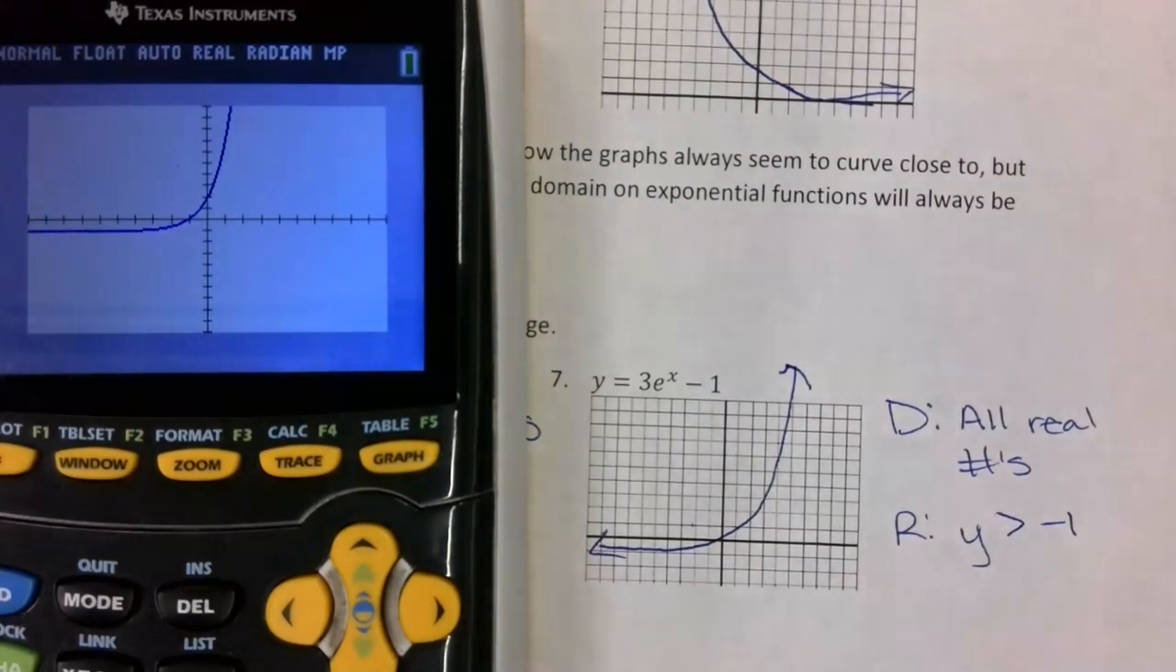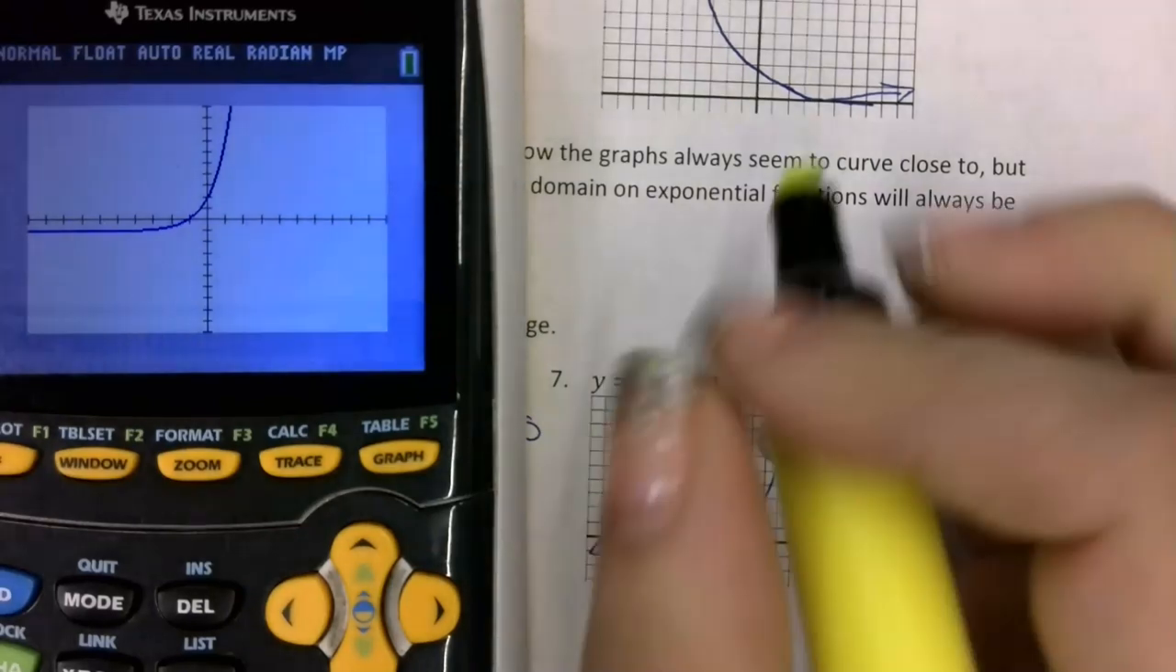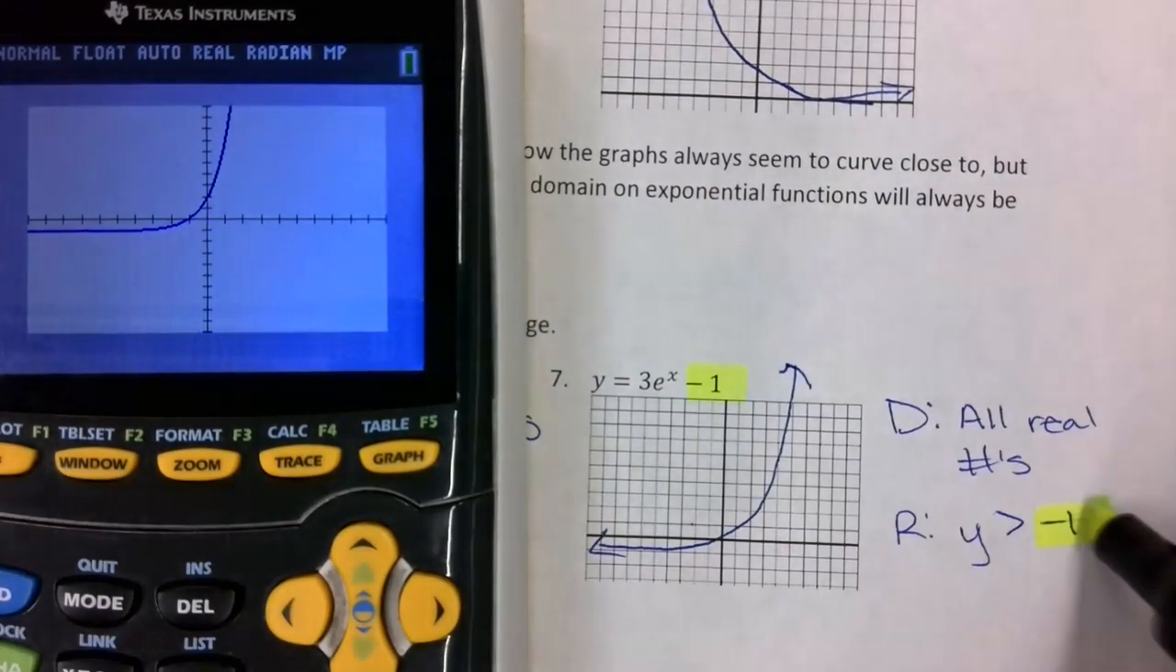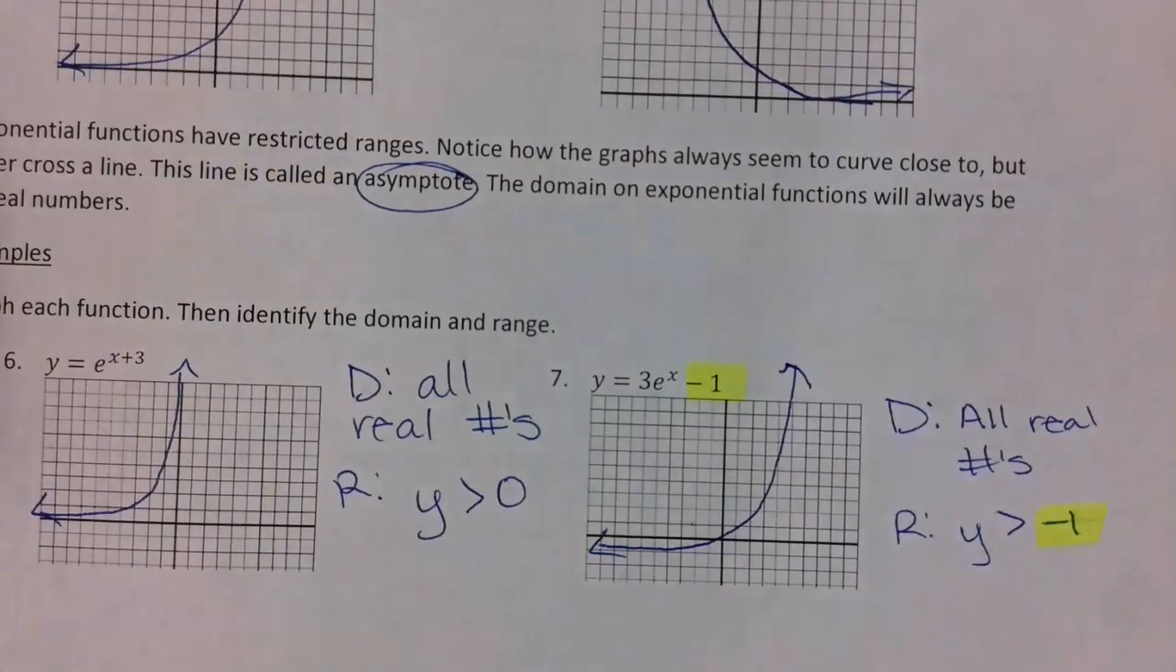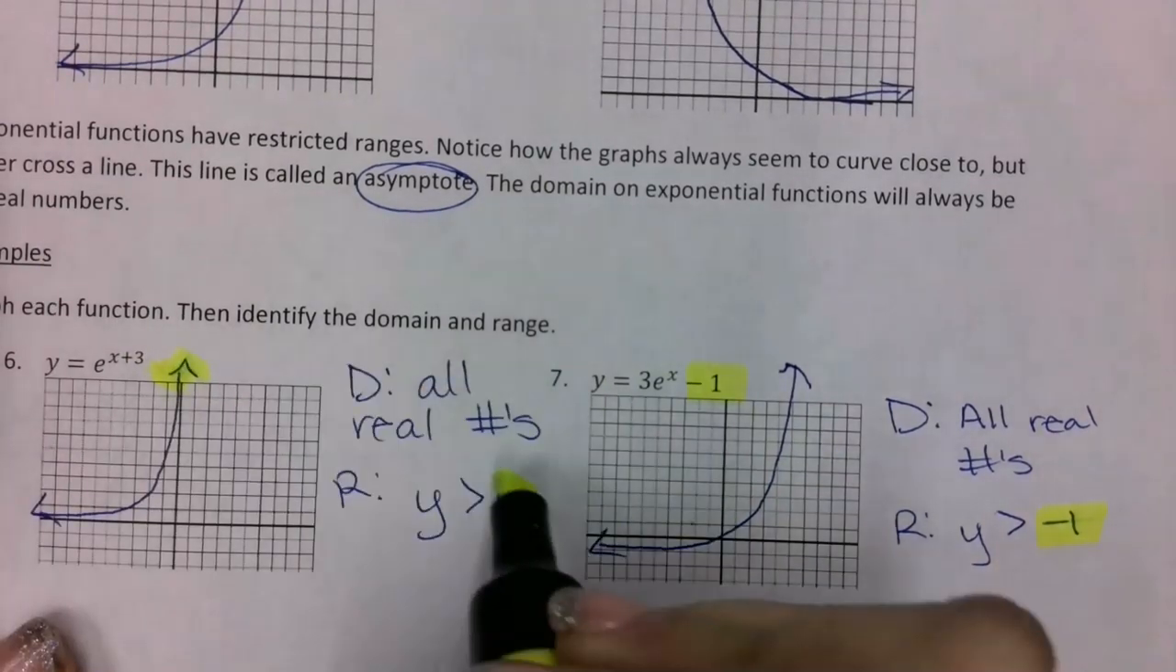Also, notice this negative 1 is the same number that's at the end. So the range is dependent on the end number. It'll be less than if it curves down. It's always going to be the end number. So notice how this one didn't have an end number? It's 0.